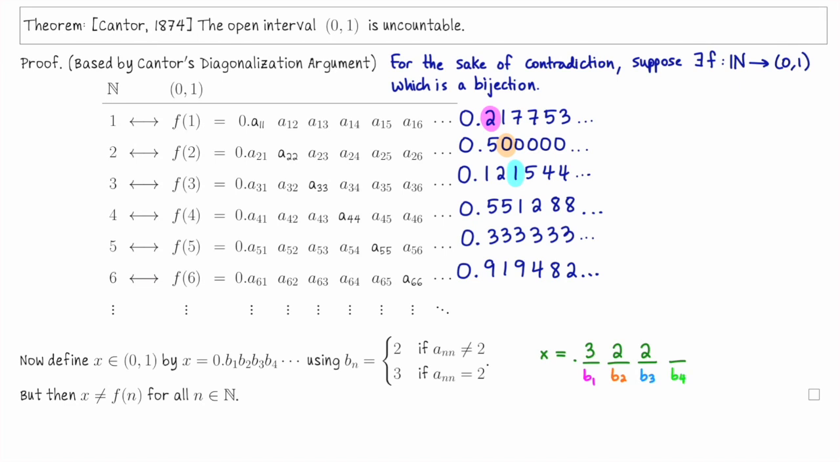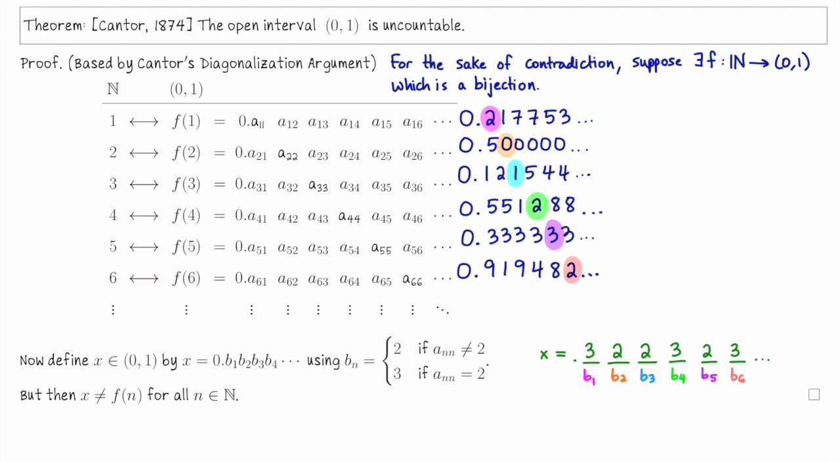For B4, we come to the fourth digit. Now we're actually back to the scenario of having a 2. Since A44 equals 2, B4 must be 3. That's following the second line of this piecewise construction. For B5, we're interested in A55. That's not equal to 2. Therefore, we make B5 2. And then lastly, for B6, we come to the sixth element of the sixth row in our chart. That is 2. Therefore, according to the second line in our piecewise construction, B6 should be 3.